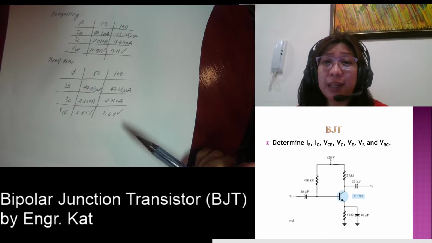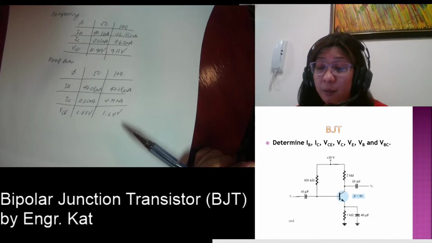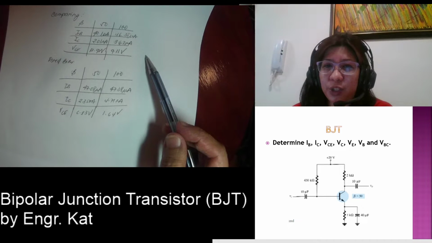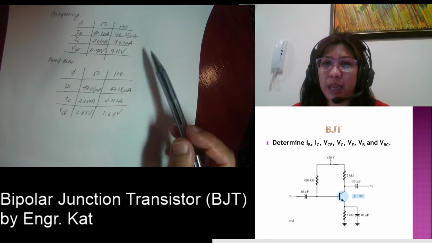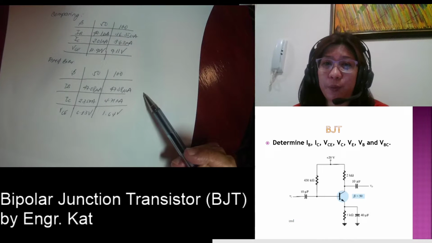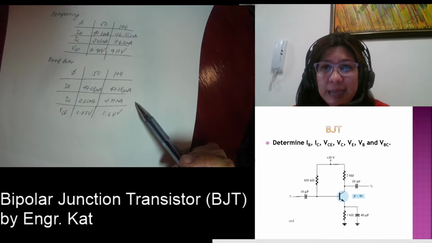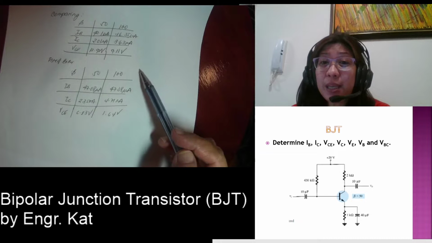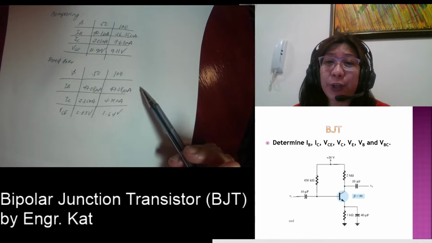Although, we will not stop here yet. Why? Because there's still a change, so it is not very stable yet. But still, there is already an improvement. So where is the improvement then? The improvement is when we place the emitter resistance.